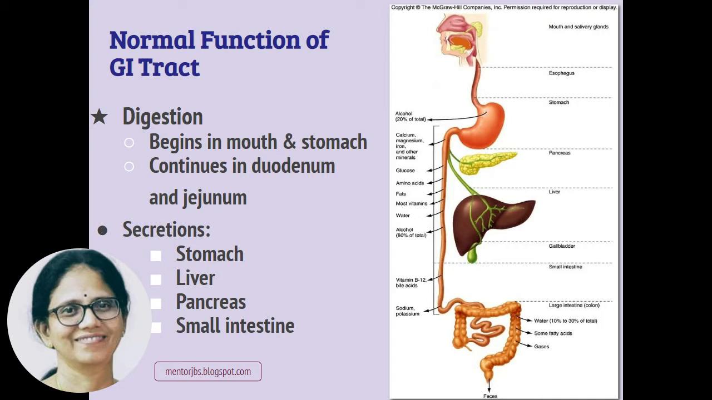The secretions of the gastrointestinal tract are present in the mouth as saliva, in the stomach as gastric juice, in the liver as bile salts, in the pancreas as hormones such as insulin and glucagon, and also pancreatic enzymes like amylases and lipases, and in the small intestine, the part of duodenum, where the intestinal enzymes are also secreted to assist in digestion.